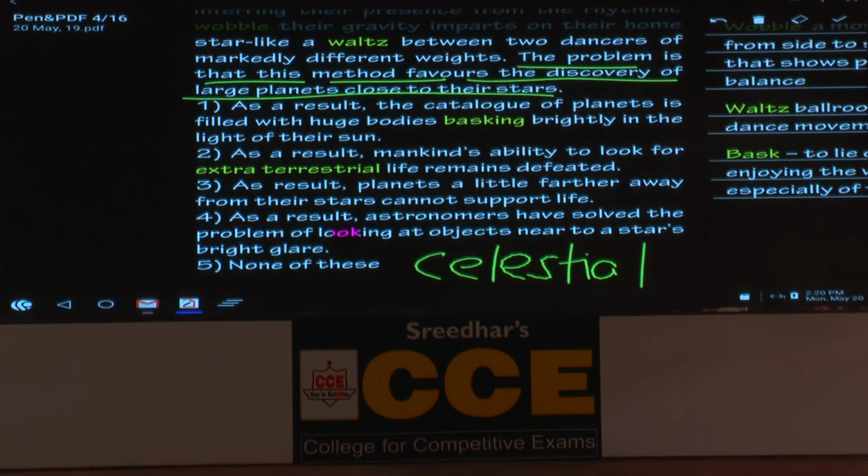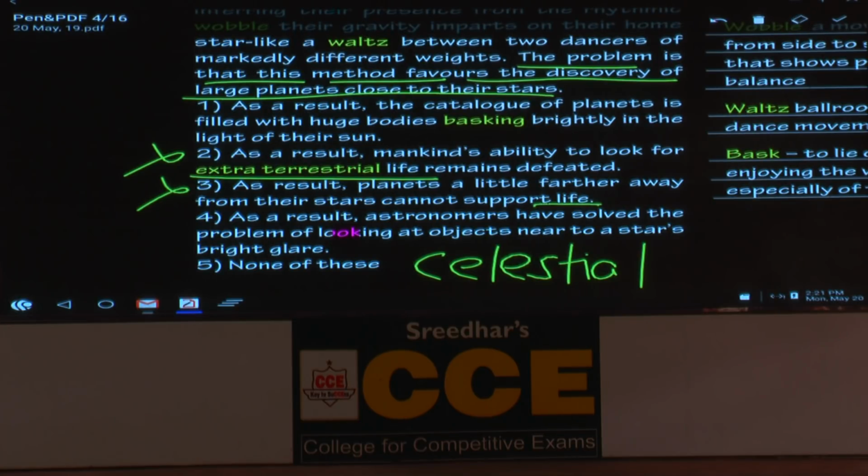As a result, mankind's ability to look for extraterrestrial life remains defeated. The context is about planets, exoplanets, big planets, small planets, and extraterrestrial life. Does it come into this framework? No, mark it wrong. It doesn't talk about extraterrestrial life. It talks only about planets. As a result, planets a little farther away from their stars cannot support life. Underline the word life. Does it talk about life? No, mark it wrong.